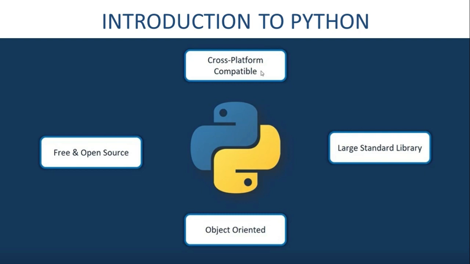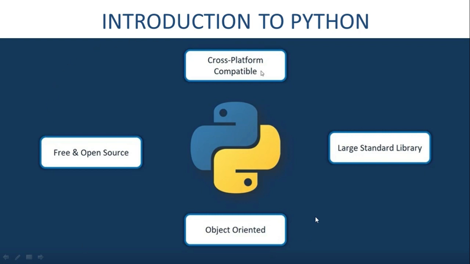It's also cross platform compatible, meaning that it can run on Windows, Mac, Unix, Linux, and a host of other operating systems. It also has a large standard library. You name a task and Python has a library to accomplish that task. For example, if you want to do data manipulation, there are libraries in Python for it, and for data visualization you'll find libraries in there too. You name a task and Python has all the libraries available. Also, Python is an object-oriented programming language, and this is a brief introduction about Python.